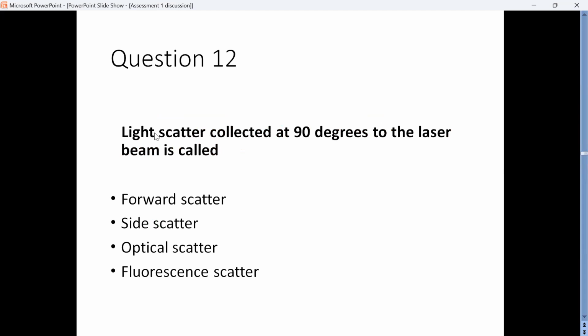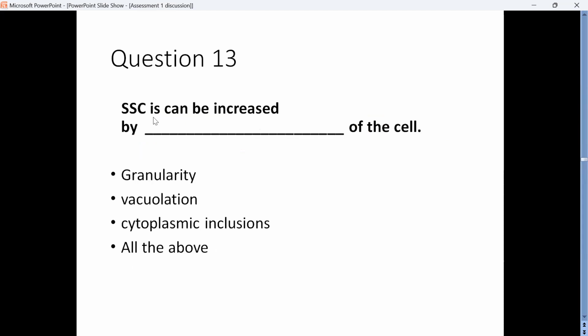Coming to the next question, light scatter collected at 90 degrees to the laser beam is called side scatter. And it gives you an idea about the granularity, internal complexity, vacuolation, and so on. Side scatter is increased by dash of the cell. It is increased by granularity of the cell, vacuolations of the cell, cytoplasmic inclusions of the cell. So the answer is all of the above.